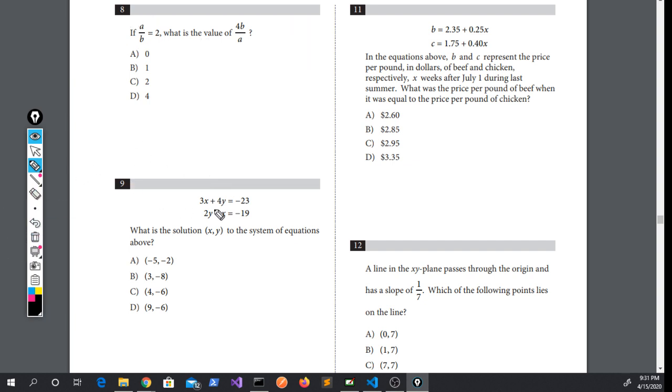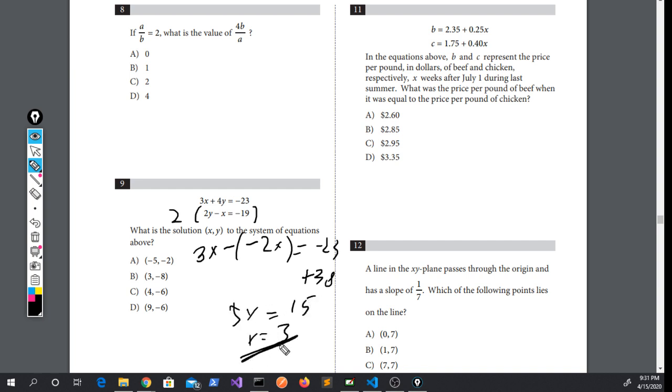Okay, next one. 3x plus 4y. So this is pretty straightforward, a simple system of equations. Okay, so I'm just going to multiply the bottom by 2, and this becomes 4y, and then I'm just going to subtract. So if you subtract that, the 4y's cancel out. That's 3x minus negative 2x and negative 23 plus, what's 2 times 19? 38, which is what? 15, and that's 5x.